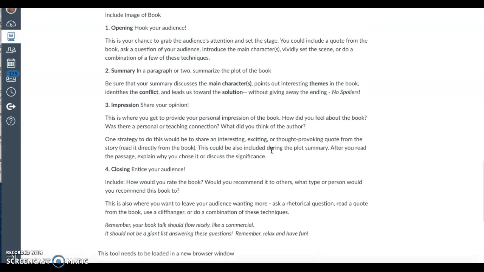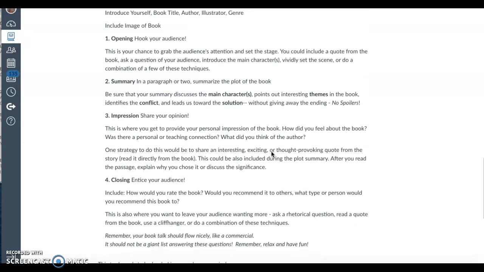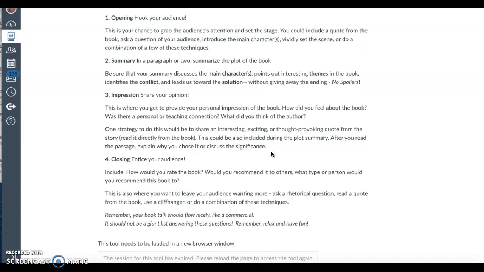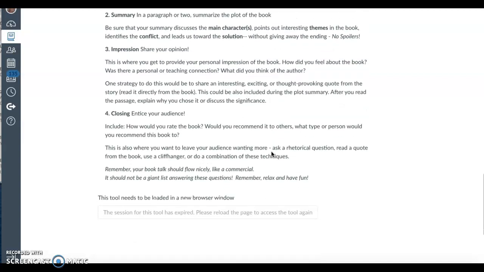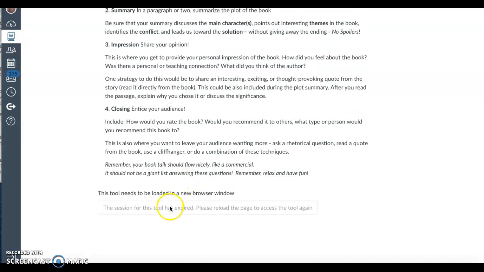So as you can see, it's pretty loose, but I want you to have these main talking points on your poster, and then you can go into more detail in a more candid way in your presentation. So let's take a look at the book talk in the Flipgrid. We've already used Flipgrid in our poetry module, so you should be pretty familiar.